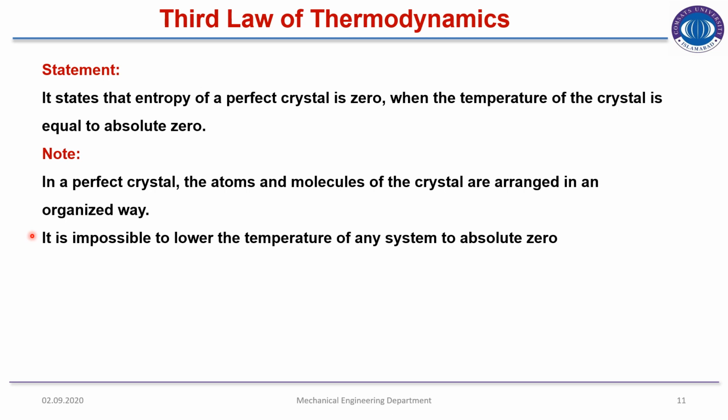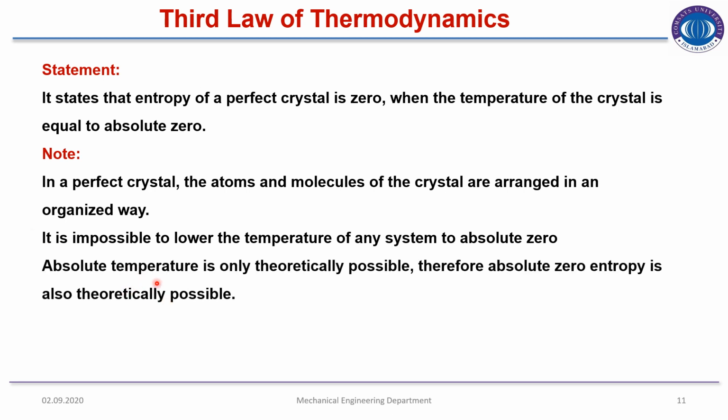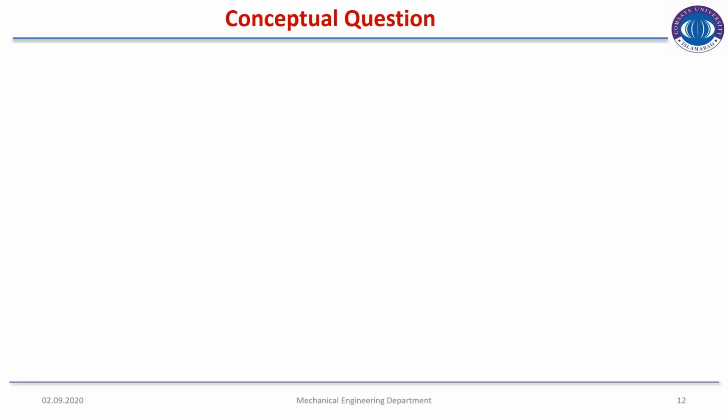It is impossible to lower the temperature of any subsystem to absolute zero. Absolute zero temperature is only theoretically possible, therefore absolute zero entropy is also theoretically possible. So the statement says that at 0 Kelvin, absolute zero temperature, the entropy is zero. As achieving absolute zero is only theoretically possible, attaining zero entropy is also only theoretically possible.